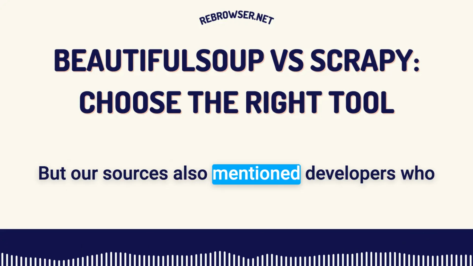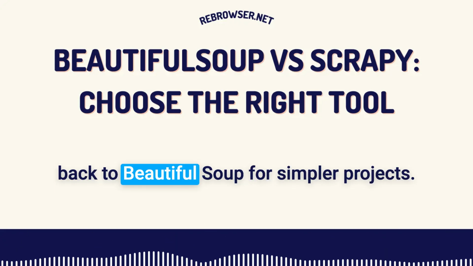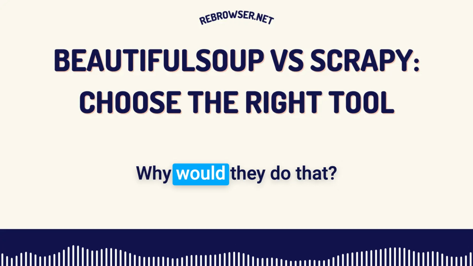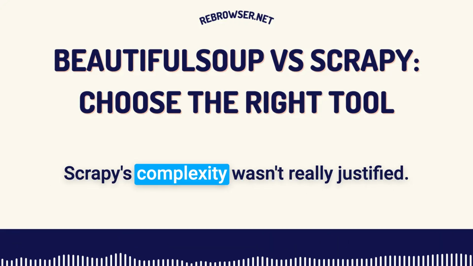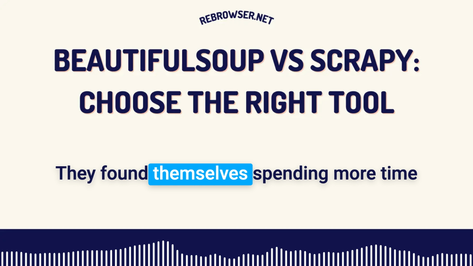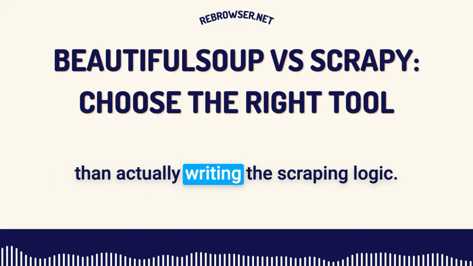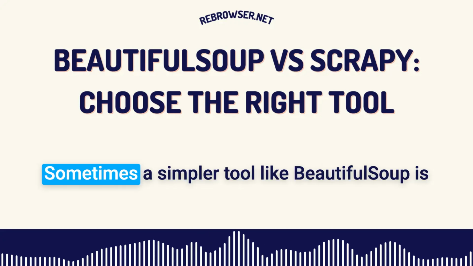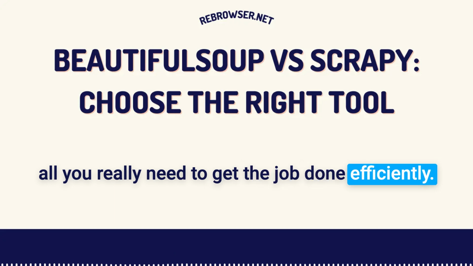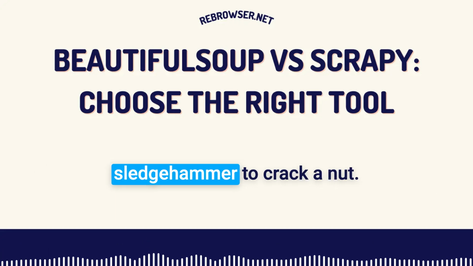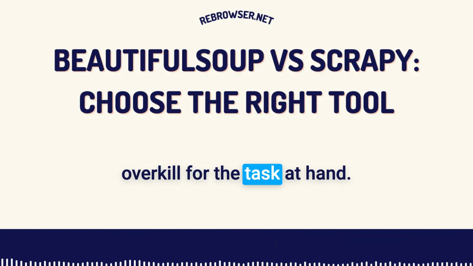But our sources also mentioned developers who started with Scrapy, but eventually switched back to Beautiful Soup for simpler projects. Why would they do that? Well, they realized that for their specific needs, Scrapy's complexity wasn't really justified. They found themselves spending more time configuring and managing that framework than actually writing the scraping logic. Sometimes a simpler tool like Beautiful Soup is all you really need to get the job done efficiently. So it's like using a sledgehammer to crack a nut. It might be powerful, but it's totally overkill for the task at hand.